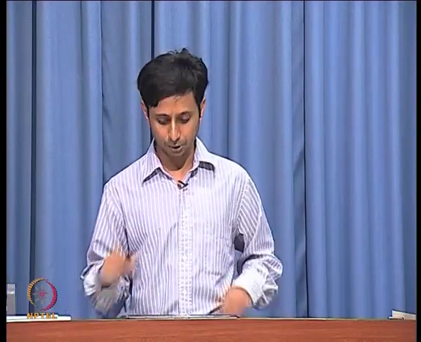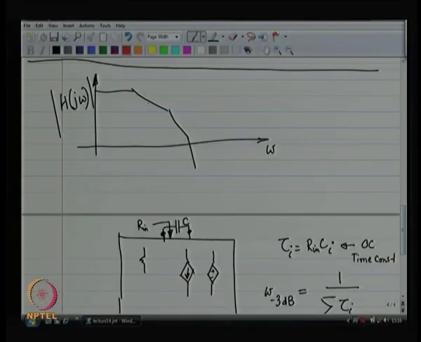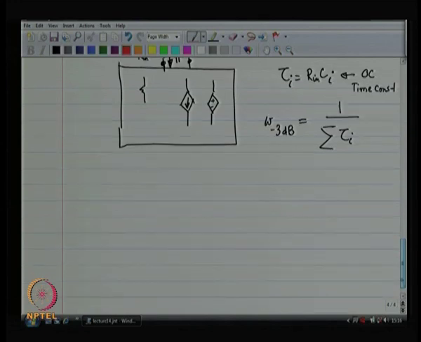The presence of zeros will only flatten out the response. If you have got a 0 over here, you have got something like this, right, if you have got a 0 at this point. So, zeros are only going to increase your bandwidth. So, as a result, the method of open circuit time constants is usually an underestimate of what could have been, right.